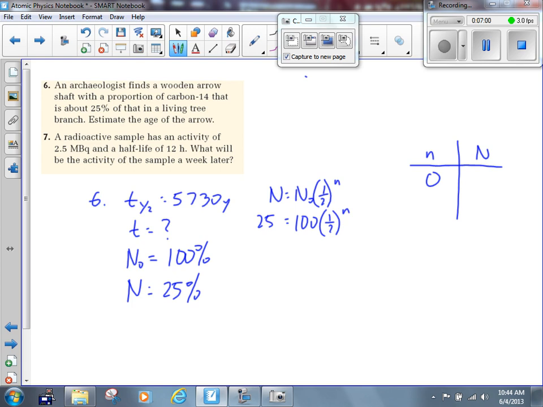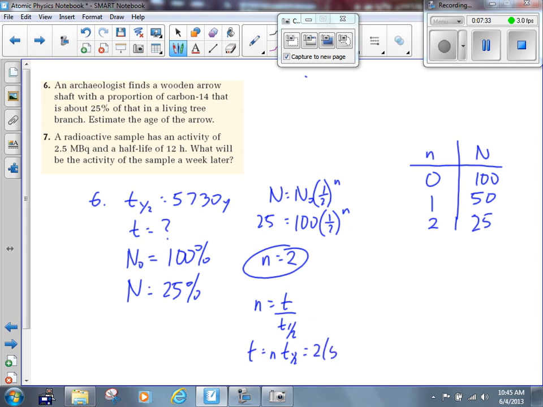After 0 half-lives, we've got 100%. After 1 half-life, we've got 100 divided by 2 is 50. After 2 half-lives, we've got what? 25%. So we can say that n is equal to 2 without doing anything with that equation per se, simply by dividing by 2. Once we recognize n is equal to 2, well, then we can say n is equal to t over t 1/2, or t is equal to n times t 1/2.